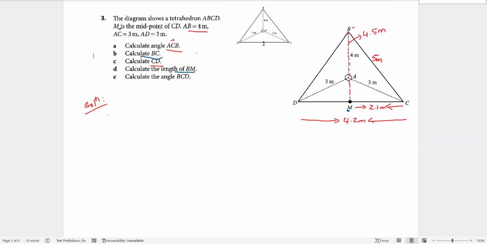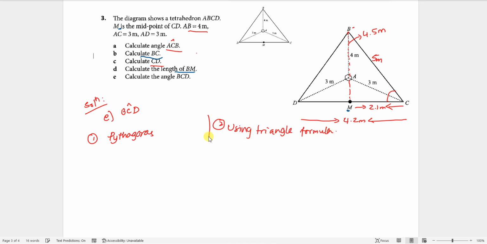Okay, angle BCD. That means we are asked to find angle C. So how do we find this? There are actually two ways by which you can find the angle C. One is using Pythagoras theorem, and the other one, number 2, is using the triangle formula. Whichever you feel easy.